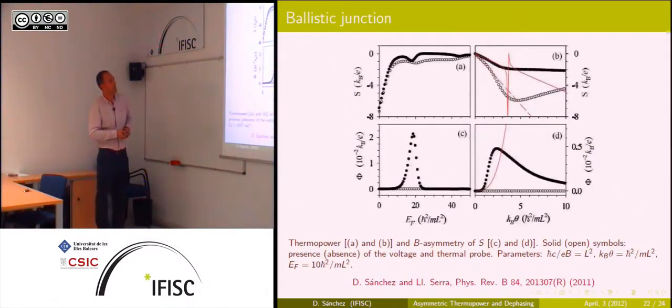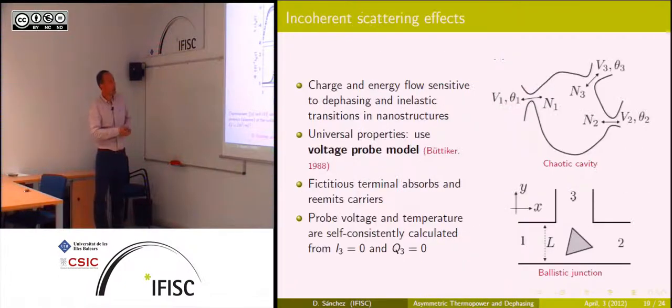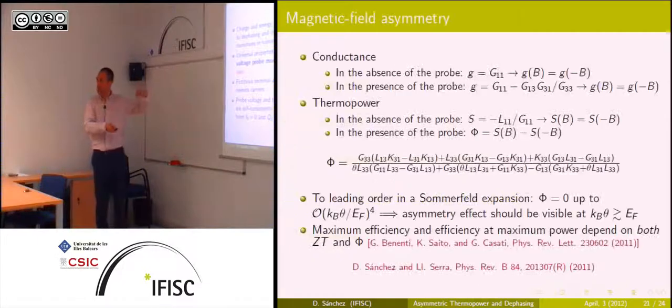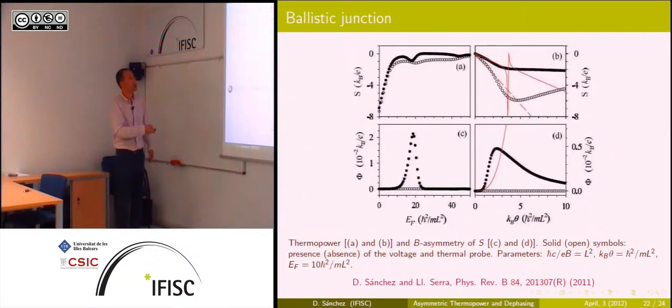Now, these are some numerical results. We did this for this system, for this ballistic junction. These 1 and 2 are the injecting leads, and this 3 is this fictitious terminal to induce incoherence. Okay, so that's my last transparency.